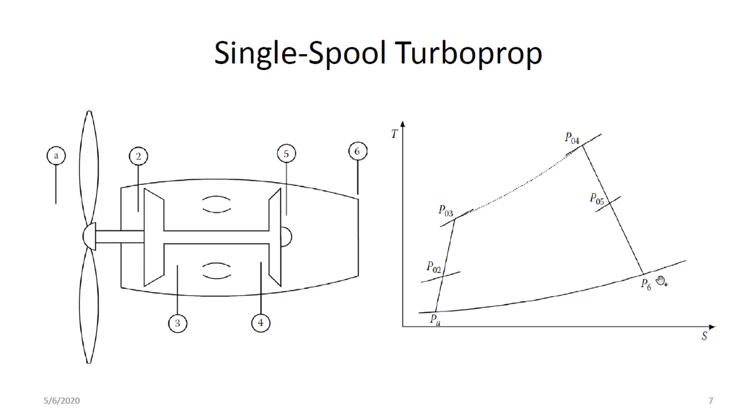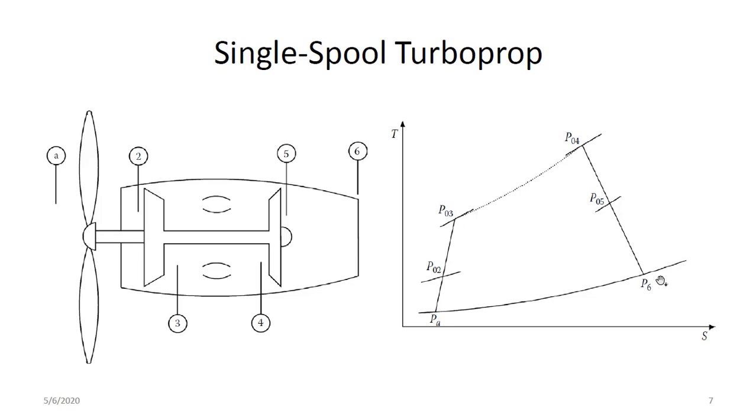Alright, and from here you can tell that the turbine is driving both the compressor and the propeller. And there's a shaft that connects the propeller and the gearbox, because the gearbox will have to reduce the speed so that the propeller turns at a predetermined speed.